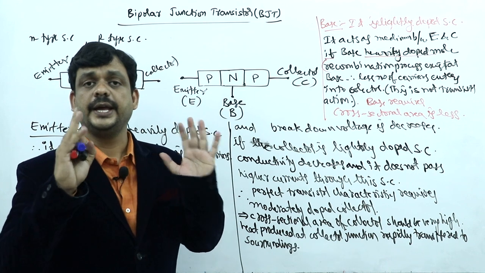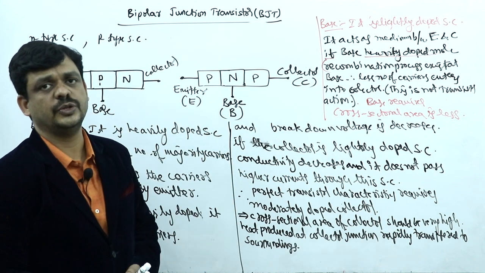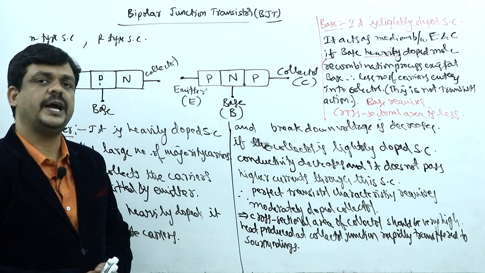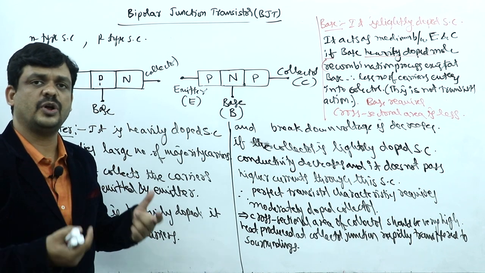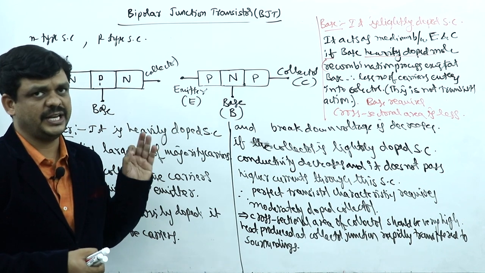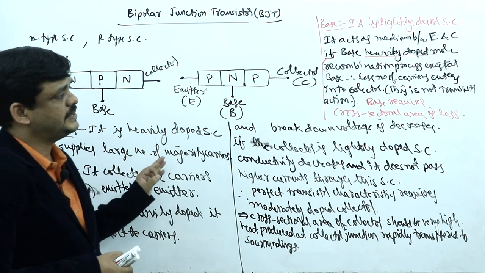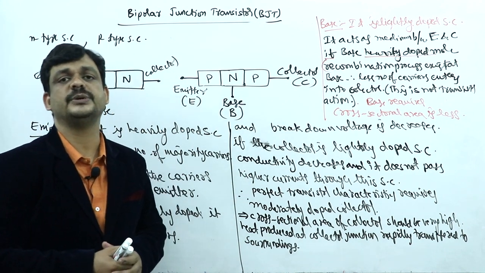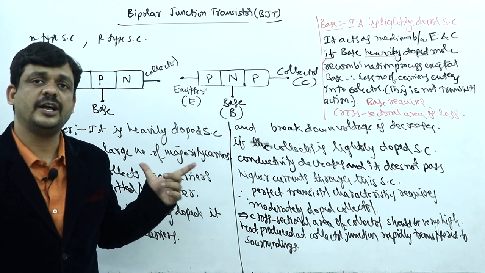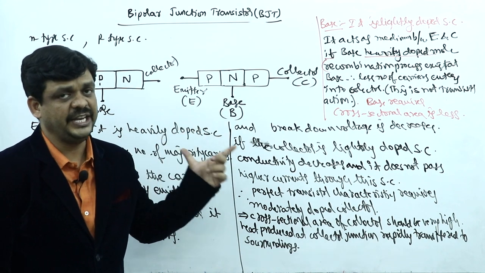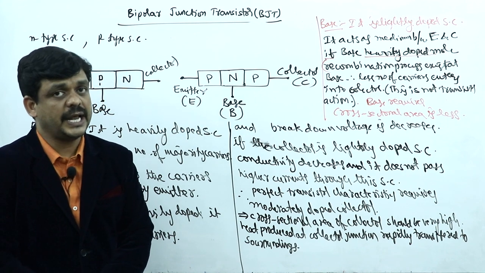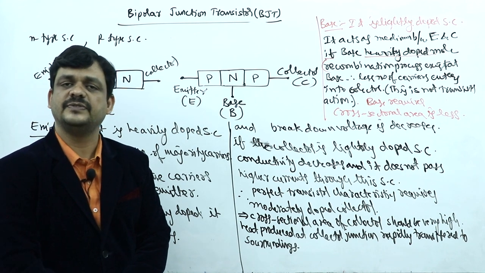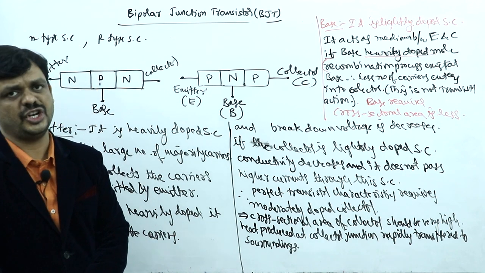So finally here we have to remember a few points. The emitter should be a highly doped semiconductor, and it supplies a large number of majority carriers. That's why the name is emitter. And the collector is a moderately doped semiconductor, and the cross-sectional area of the collector is very high, and the base is a lightly doped semiconductor. The cross-sectional area of the base is very small. So these are the general requirements.